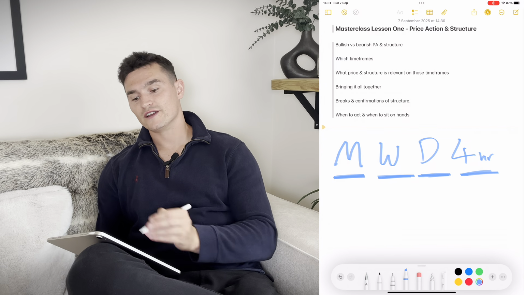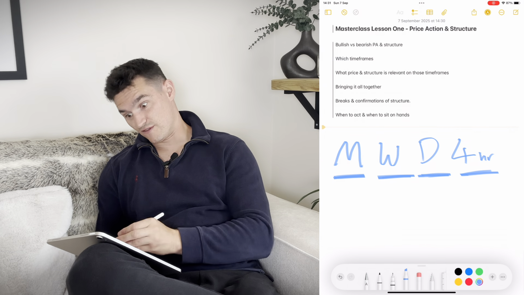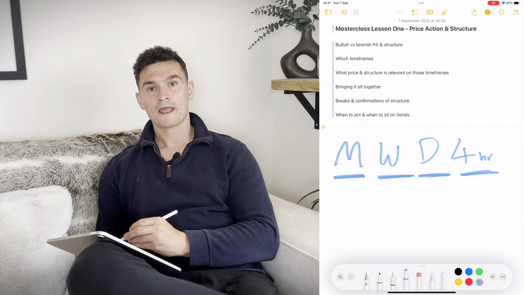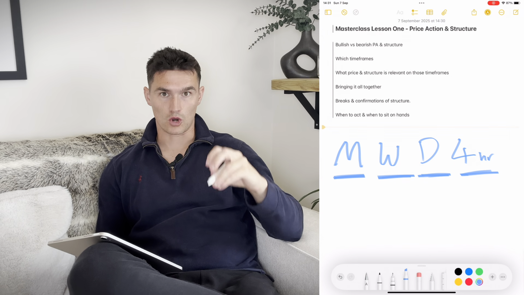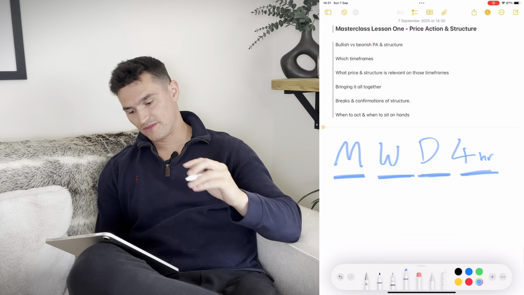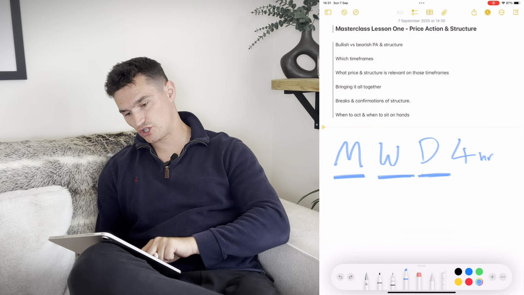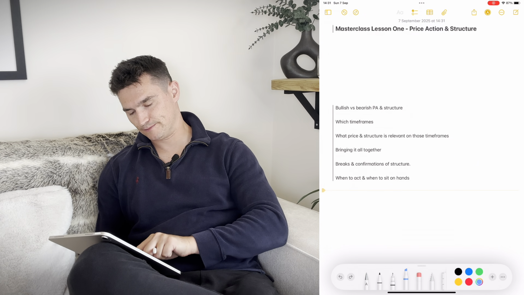So all three of those higher time frames, well, the fourth, if you include the monthly as well, are singing from the same hymn sheet. We're all bearish or we're all bullish. Now, there will be some exceptions to that.